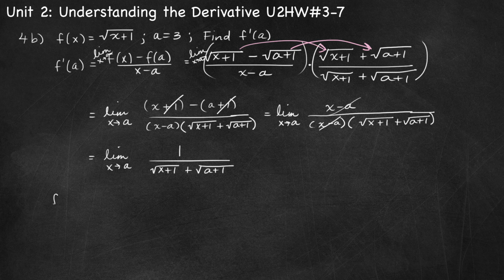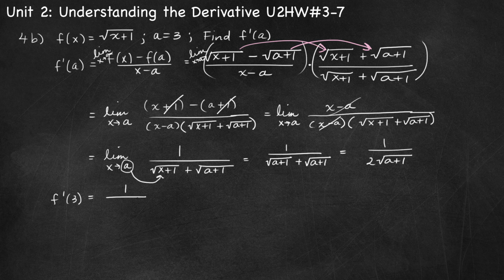And I want to find f prime of 3. Oh, I'm not finished taking my limit yet. I'm getting ahead of myself. Okay, so now I find this limit using substitution. So I'm going to substitute the a in for the x, and I get 1 over the square root of a plus 1 plus the square root of a plus 1. And we can simplify that as 1 over 2 times the square root of a plus 1. So that's my f prime of a. If I want f prime of 3, now I substitute 3 in for a. So I have 1 over 2 square root 3 plus 1, or 1/4.